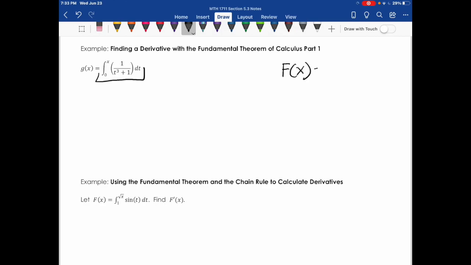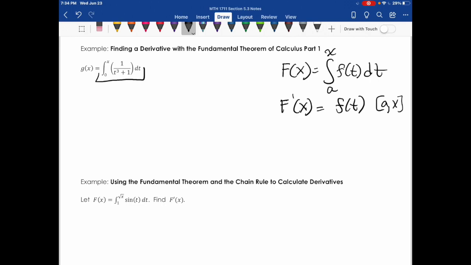So the fundamental theorem of calculus says if I have a function that's defined using an integral from the lower limit a to an upper limit x, and a is some constant, and the function that we're integrating is f of t, if this function is continuous on the interval in which you're trying to integrate over from a to x, then we can say that the derivative of that function is just f of t over that interval from a to x.